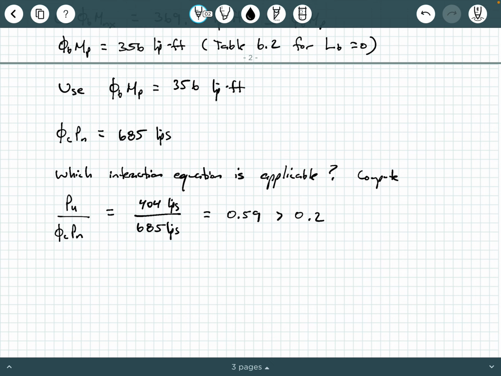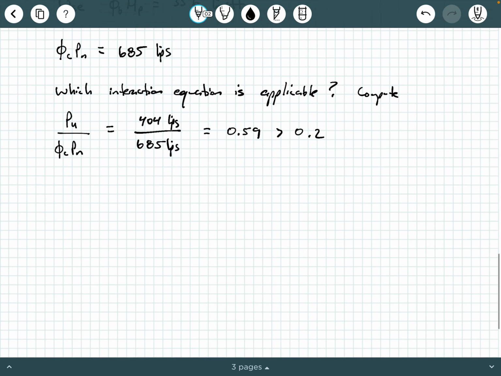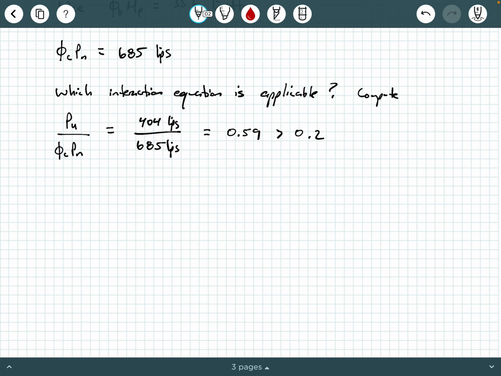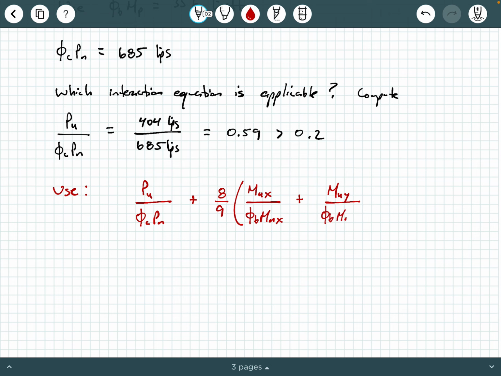So when this is larger than 0.2, we're going to use the following: PU over phi CPN plus 8/9 times MUX over phi B MNX. And, you know, if you want to write this in biaxial form, that's plus MUY over phi B MNY.